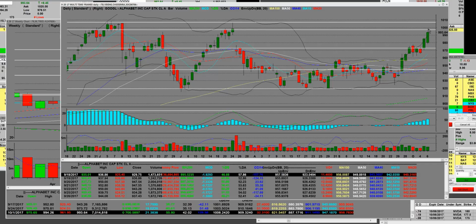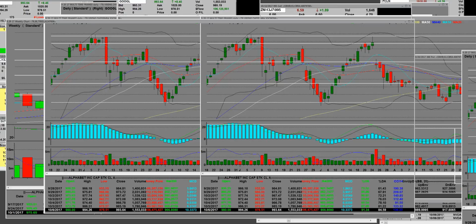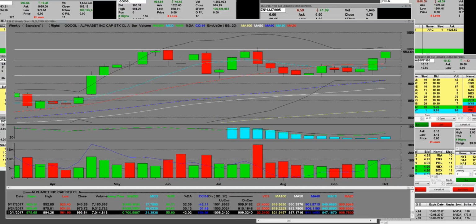So what does that mean? It means when Google pulls back, it's time to get in with the options. And so we hit on Friday, the high was 994 right here. Now, what I am going to do is let you know with the weekly chart. This is a weekly chart on Google.